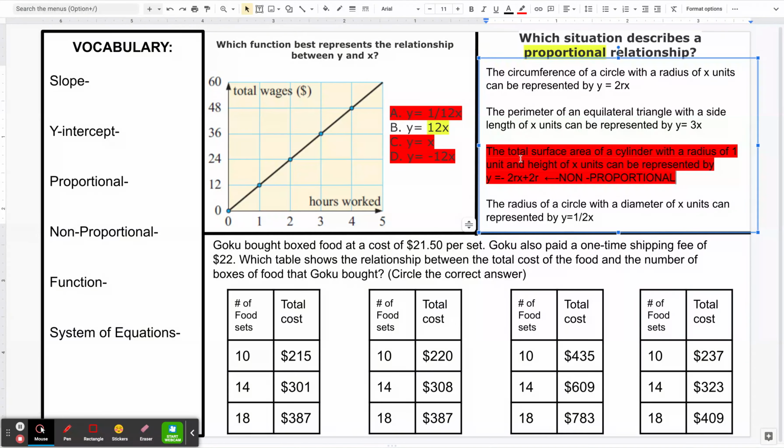As soon as you saw that, that was the one that's non-proportional. And so that's why this one is not correct. It wants to know which one describes a proportional relationship. This one doesn't have anything at the end. This one doesn't have anything at the end. This one doesn't have anything at the end.